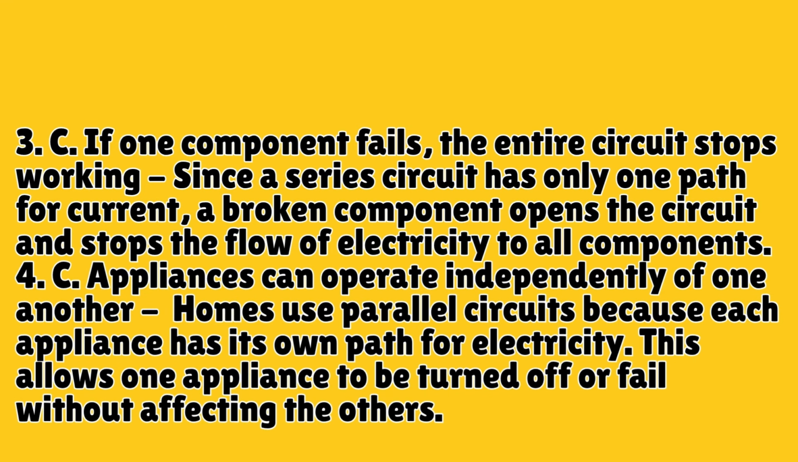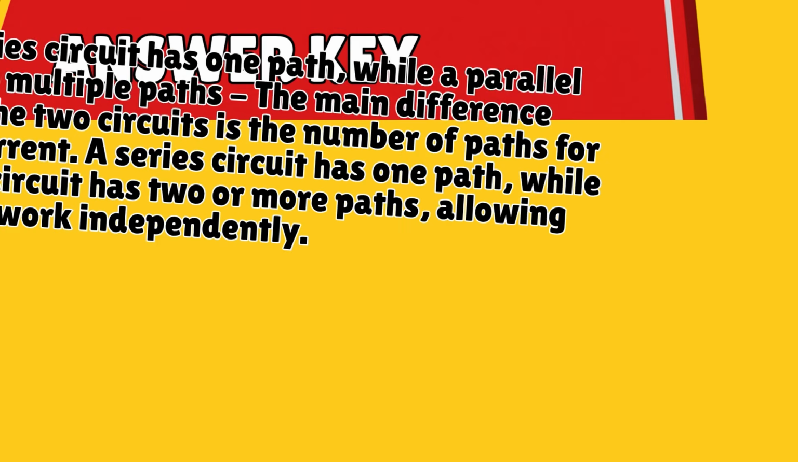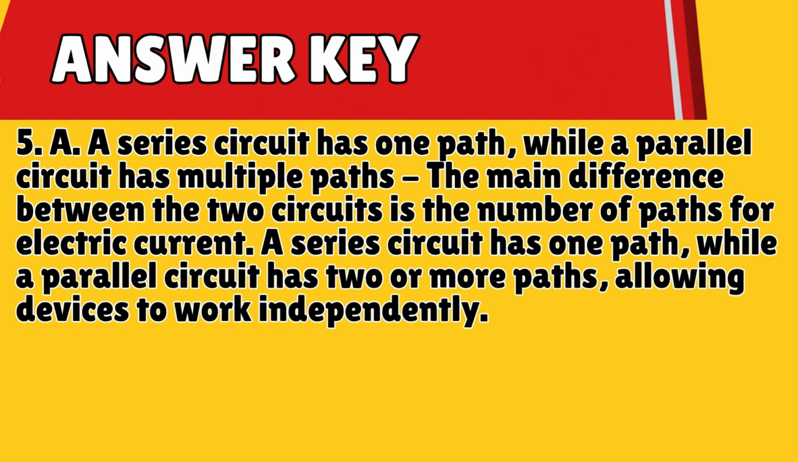And lastly, number 5, the correct answer is letter A. A series circuit has one path, while a parallel circuit has multiple paths. The main difference between the two circuits is the number of paths per electrical current. A series circuit has one path, while a parallel circuit has two or more paths, allowing devices to work independently.